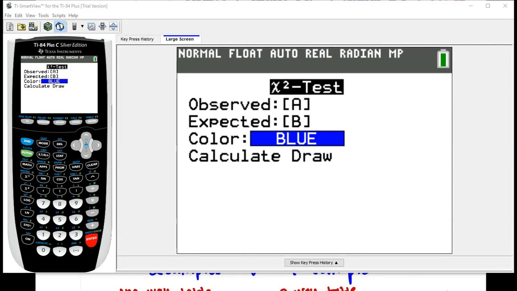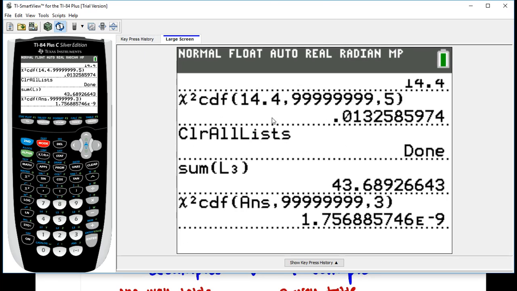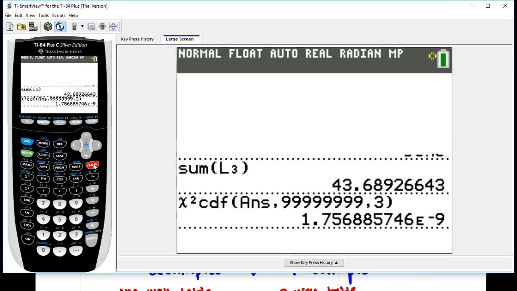What you see here are these brackets with the capital letters A and B, and these are actually matrices. So what we have to do in order to use the chi-square test feature in the calculator is make a matrix of the observed values. And it's so cool, I'll show you. It will make the expected values for us.